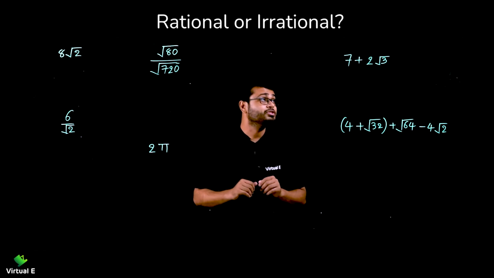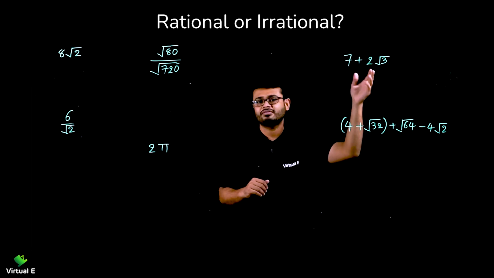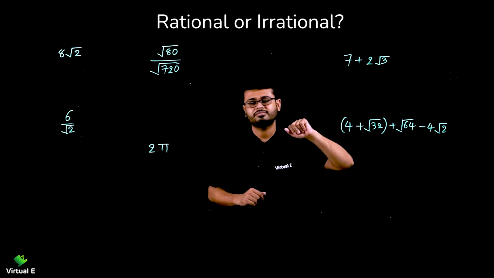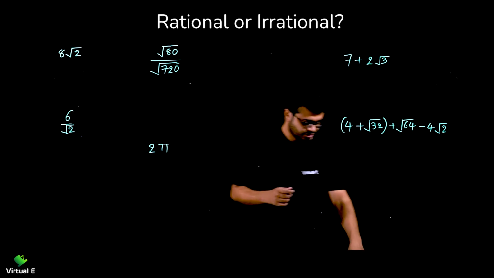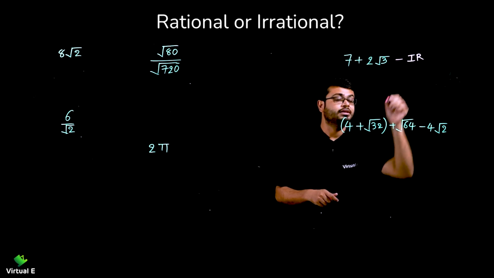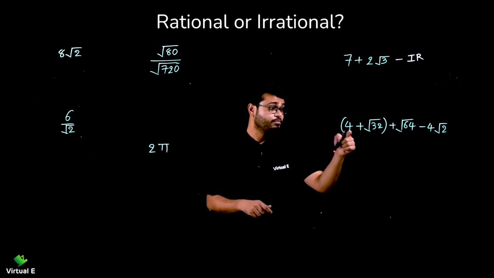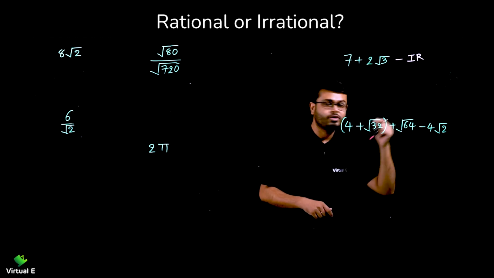Let's start with the first one, 7 plus 2 root 3. Now remember, we know that root 3 is an irrational number, right? So if you add any number to it, it is going to remain irrational only. So this number is an irrational number, right? Now this kind of number: 4 plus square root of 32 plus square root of 64 minus 4 square root of 2.